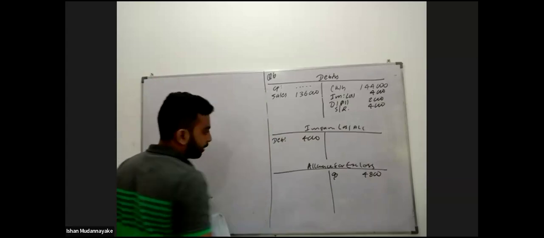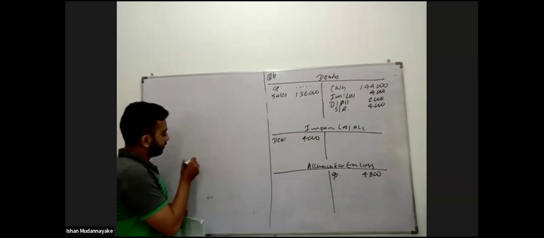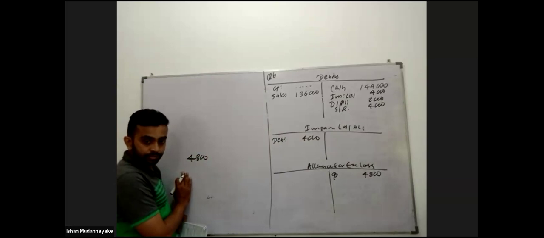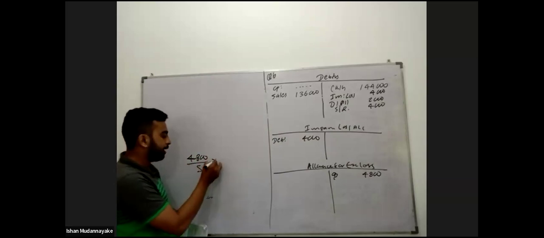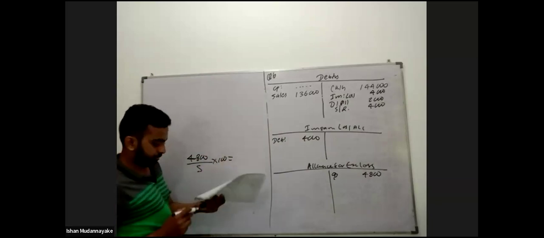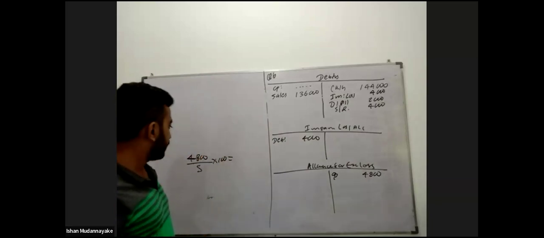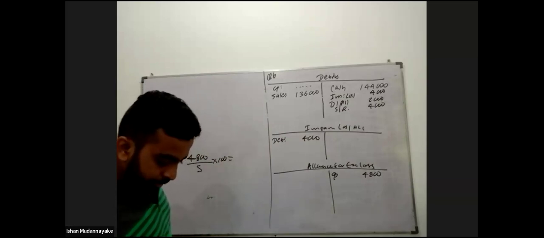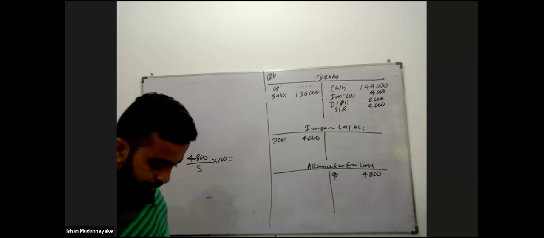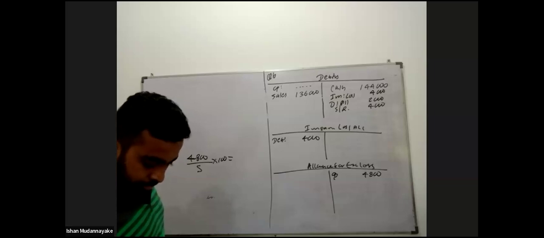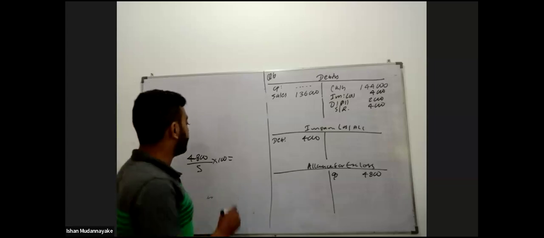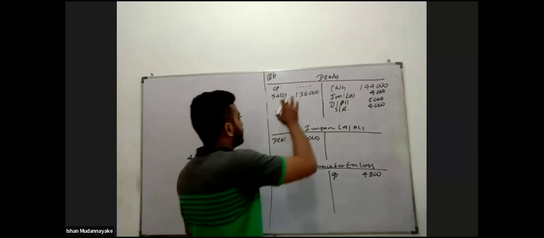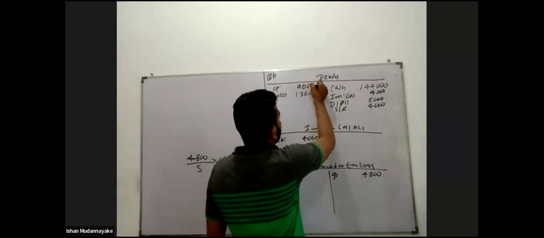4,800 is 5% of the opening debtors balance. Divide this amount by 5 and multiply by 100 to calculate the total debtors balance. 4,800 divided by 5 into 100, how much? 96,000. Opening debtors balance 96,000.